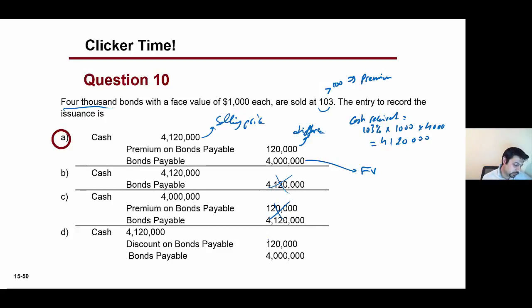This one is also incorrect. And plus here we have total credits different from total debits, so this one is definitely wrong. This one is wrong. We know that the company sold the bonds at a price greater than the face value, so it is not a discount, it is a premium. This is another way of solving this question.